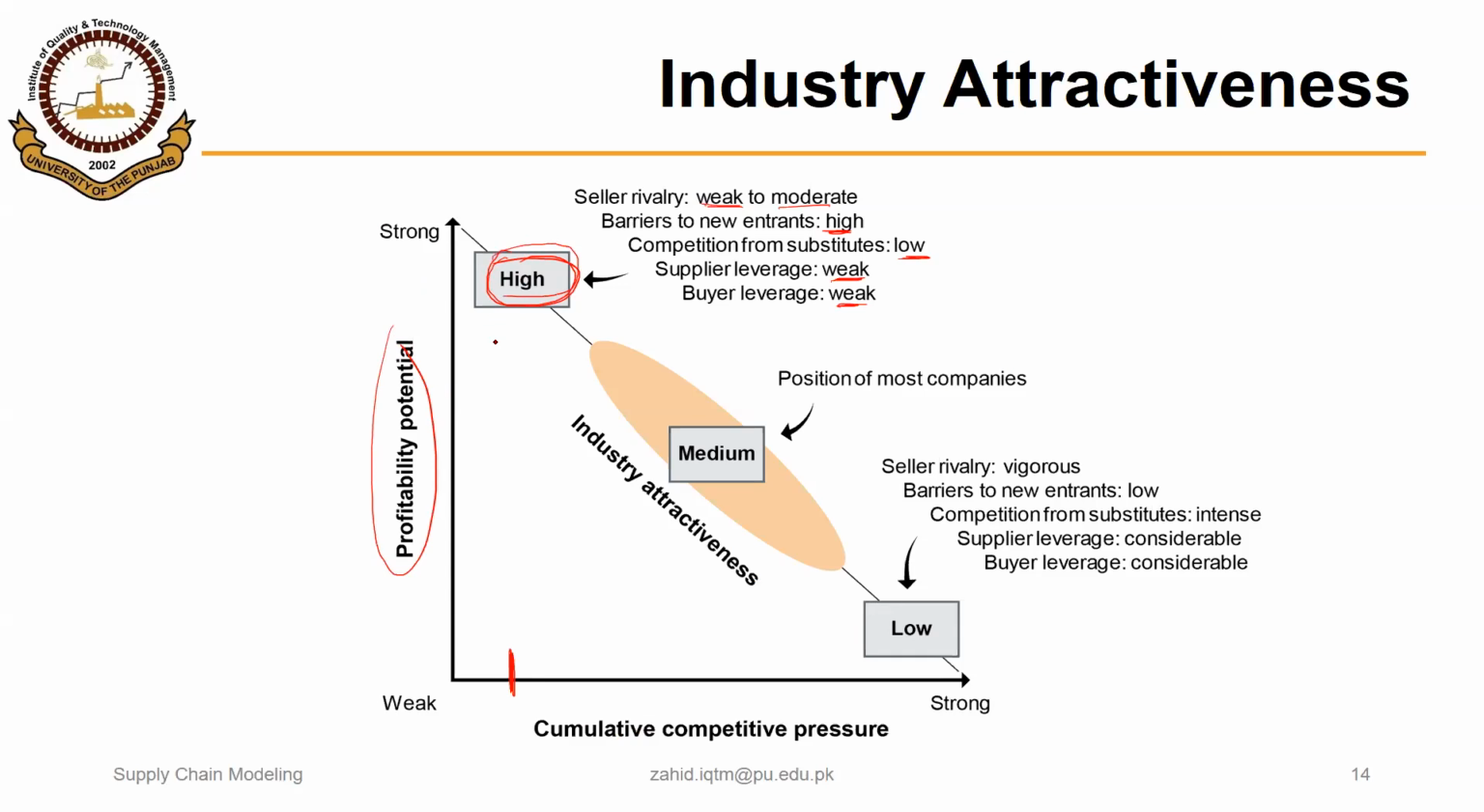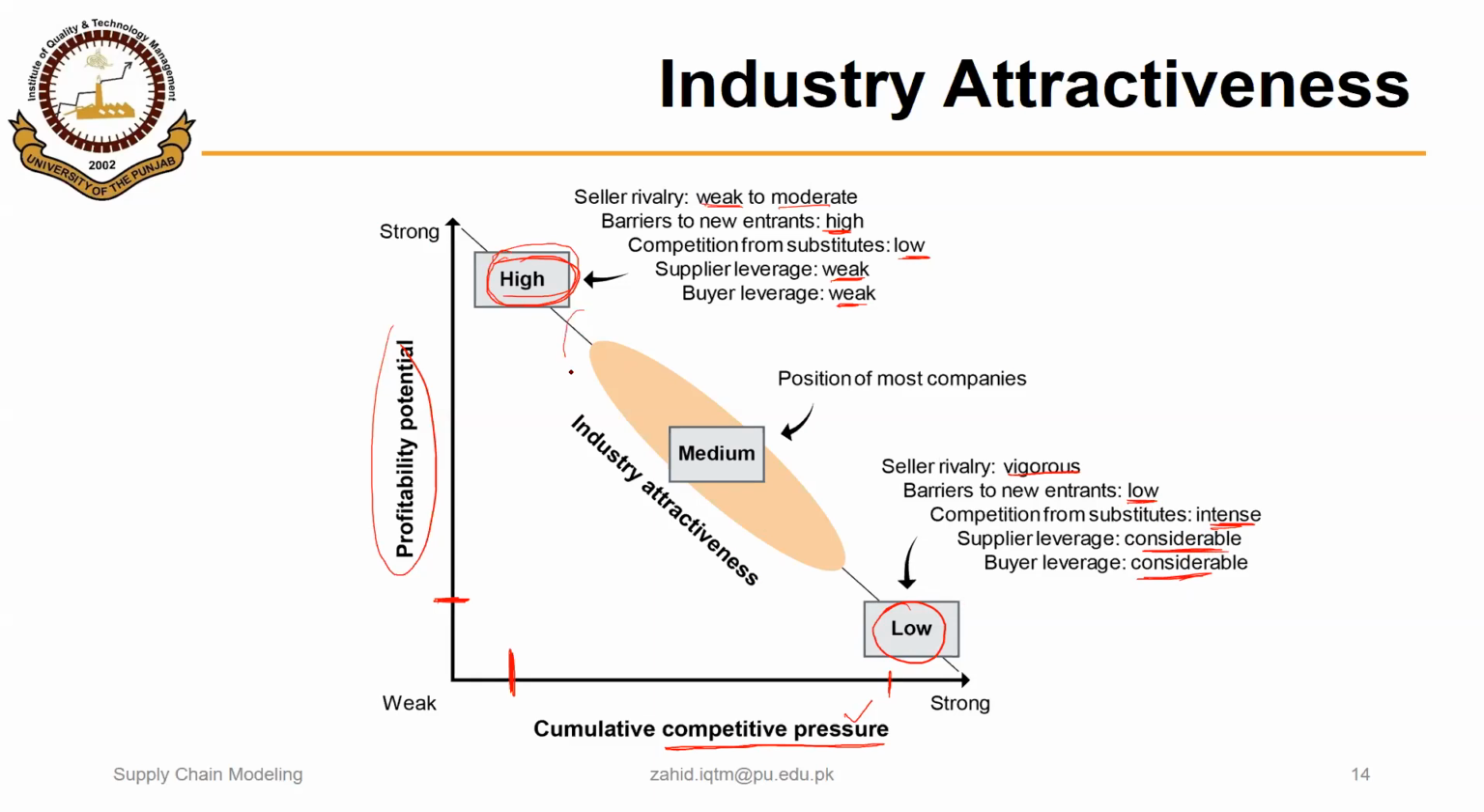So it is lying somewhere over here. On the other extreme, somewhere over here, cumulative competitive pressure is high, so profitability potential is low. So the organization may be somewhere over here, and if it cannot bear this pressure or cannot keep its profit to some level, it may be forced to leave the business. So in this case, rivalry is strong among the competitors. New entrants can easily enter the business. Competition from substitutes is intense. Supplier power is considerable for this organization. The same goes for buyer power. So that is also very high.